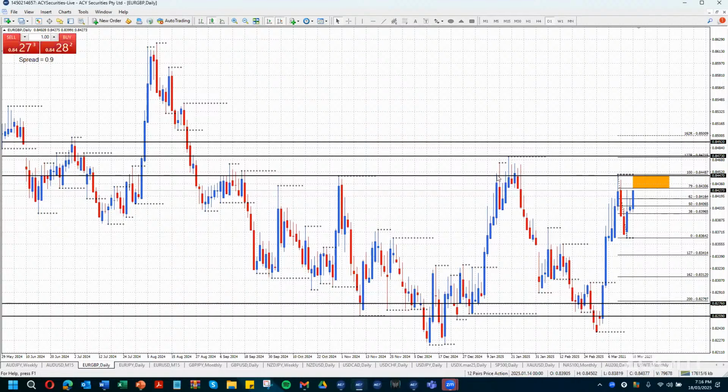See all these shadows on these candles? If we start to see the same price action up here at 84.47, assuming we can get back up to 84.47, if we see similar price action here, expect that we're going to move down and look for your setup to sell.